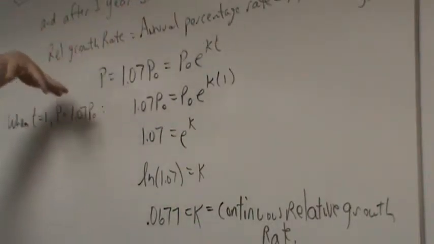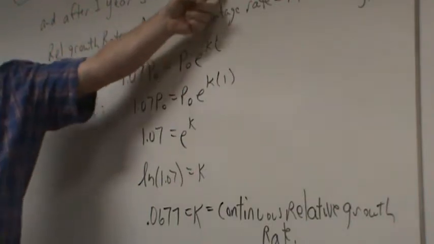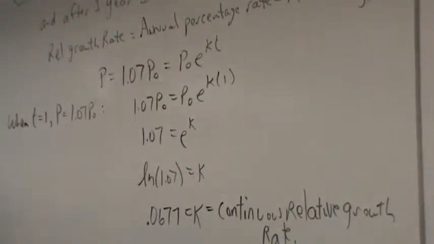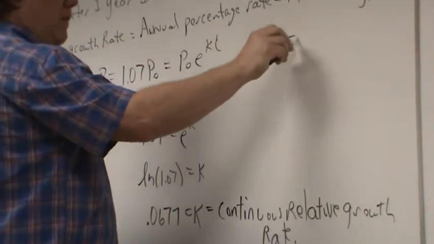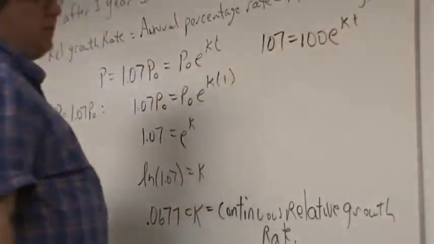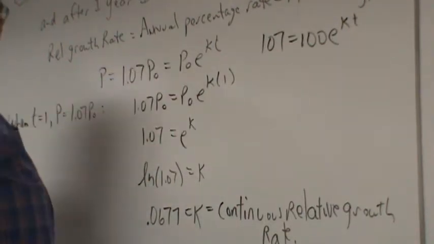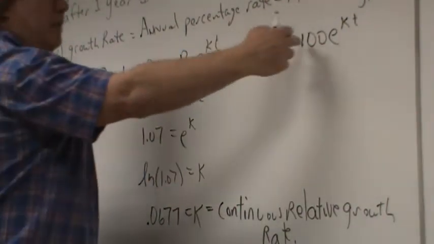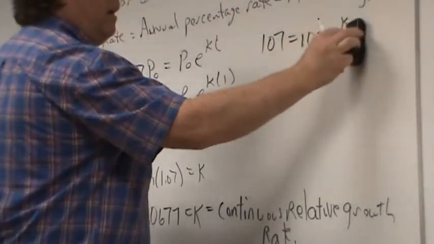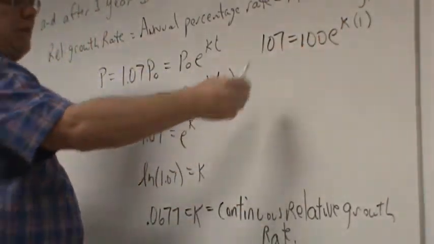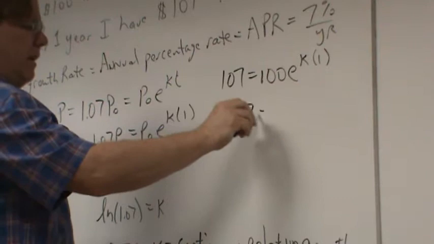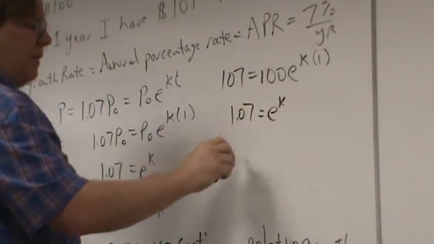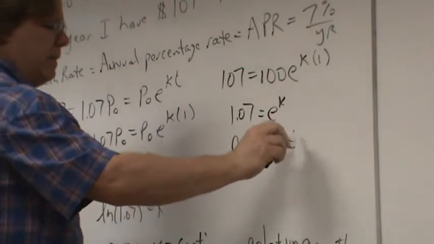No matter how much money I put in the bank account, after 1 year I'm going to have 7% more. So that's where this is coming from. I could have just said 107 equals 100 e to the KT. Maybe I should have just done that. I don't know why I did it that other way. I was just trying to generalize, but really all I had to do was this: after 1 year, if I start with $100, I end up with 107. That would have been just fine. I must have thought there was some reason, but right now that reason escapes me.